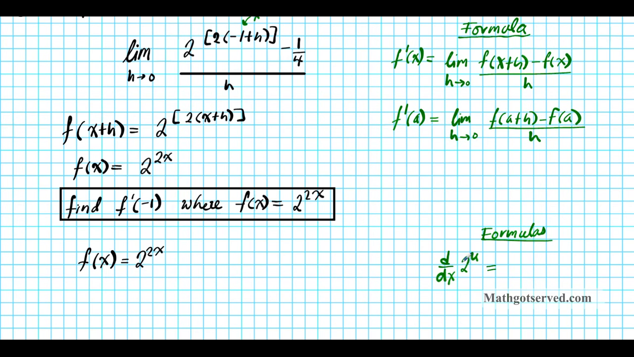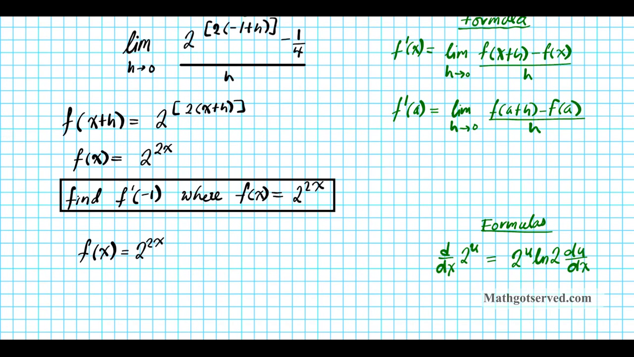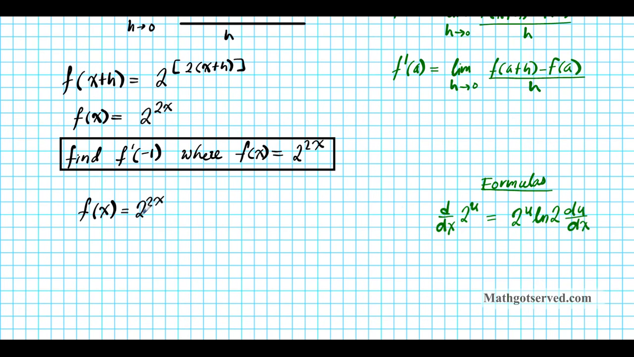Alright, so the derivative of 2 to the u using the rules is 2 to the u ln of the base, which is 2, du dx. Okay? Now the innermost function, which is a linear function 2x, d dx of 2x is equal to 2. You don't need the chain rule here because this is not a composite function. Putting these two together will tell us what the derivative of this function is.